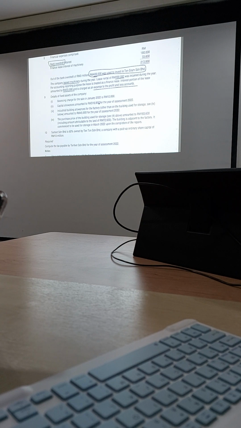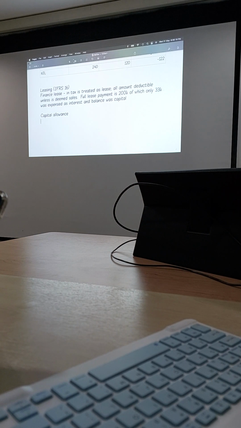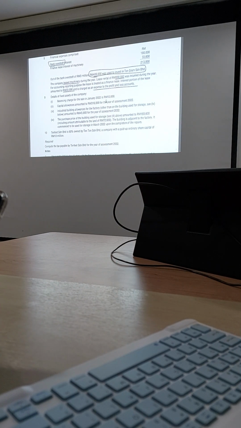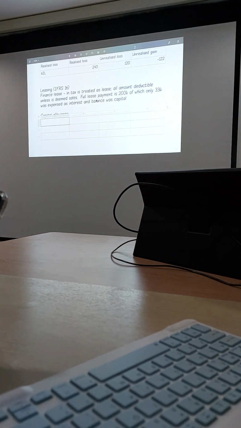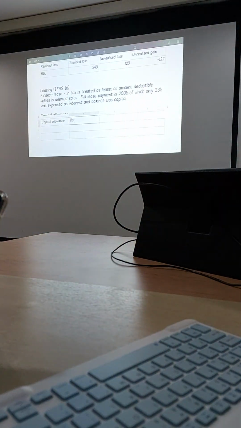Balancing charge. This one is for capital allowance. It's 6 o'clock already. I'll finish this question, then we can go back. Okay, we do the capital allowance once and for all. Here, how much capital allowance is there? There is a balancing charge somewhere, right? So the way to do this, the balancing charge must come first. Always remember, it must come first.